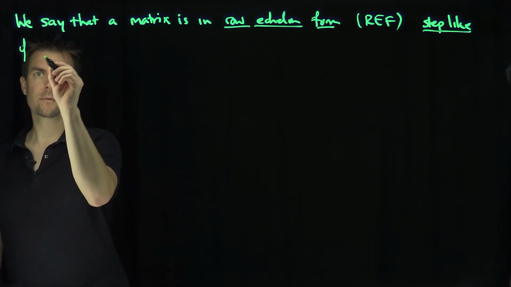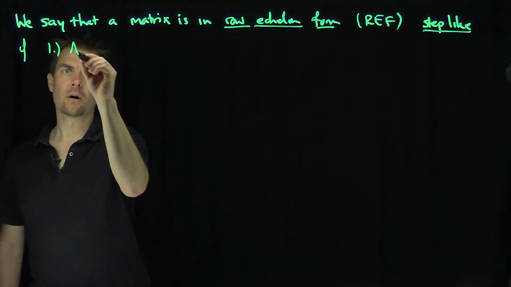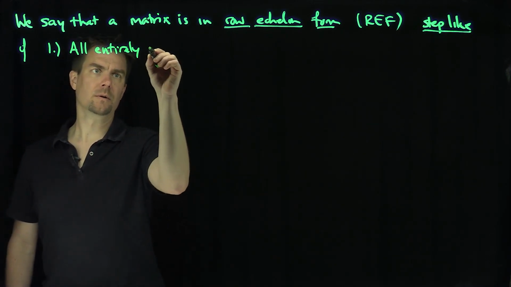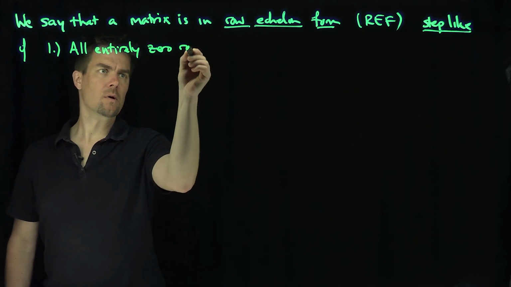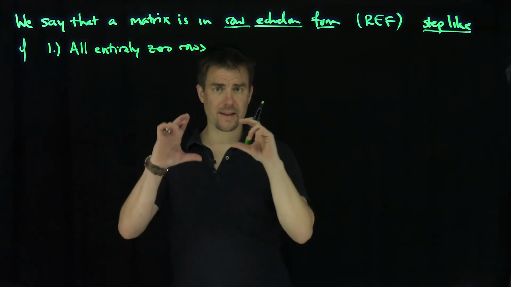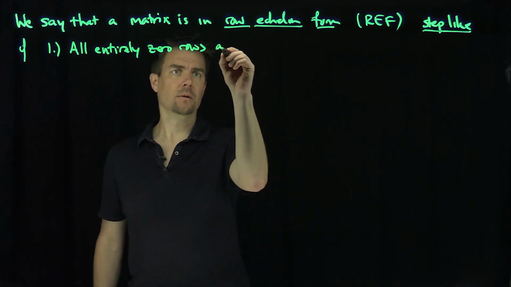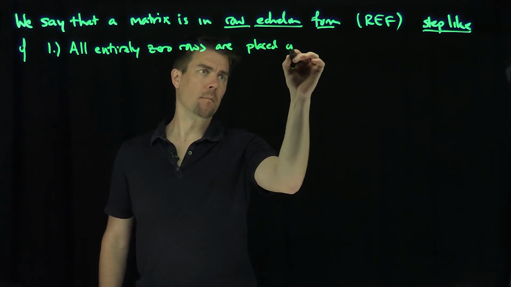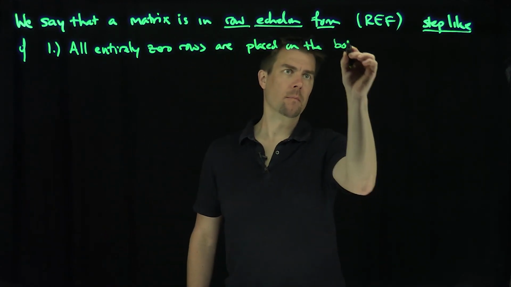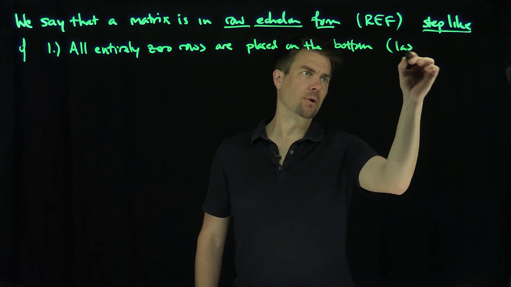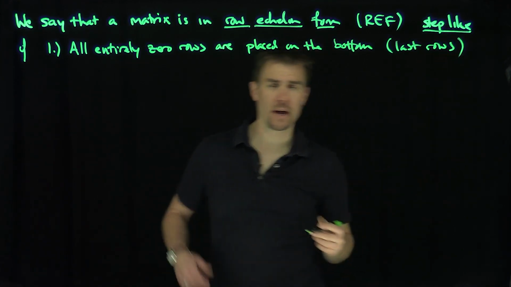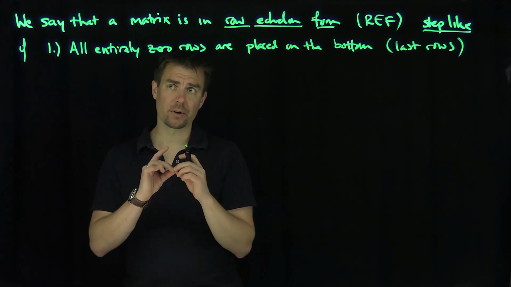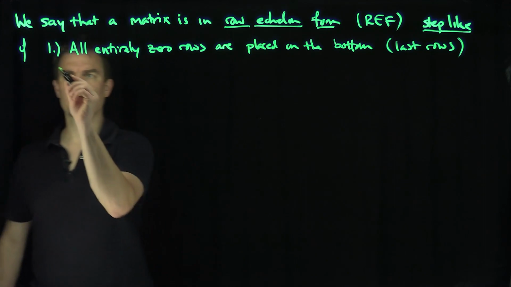Number one, first is that all entirely zero rows are placed on the bottom of the matrix. So put those in the last rows. So the zero rows, the rows that are entirely zeros, are always put on the very, very bottom of the matrix. Okay, that's the first step in the echelon form.